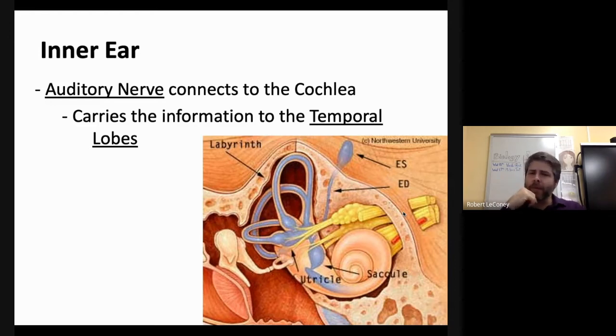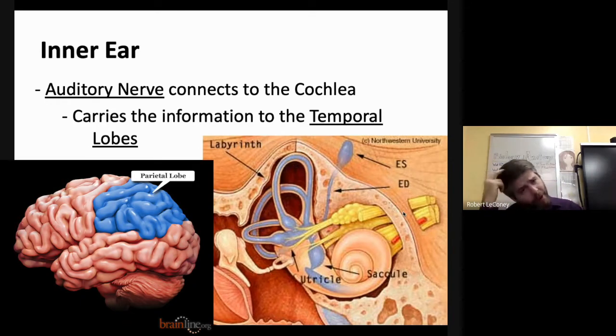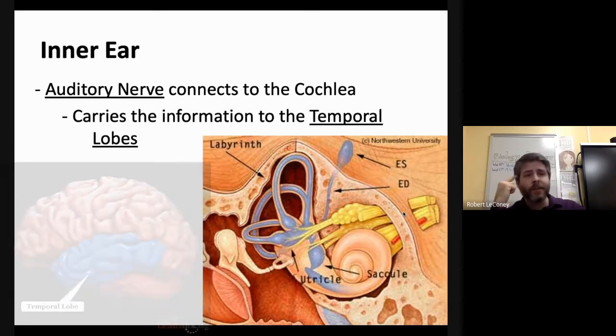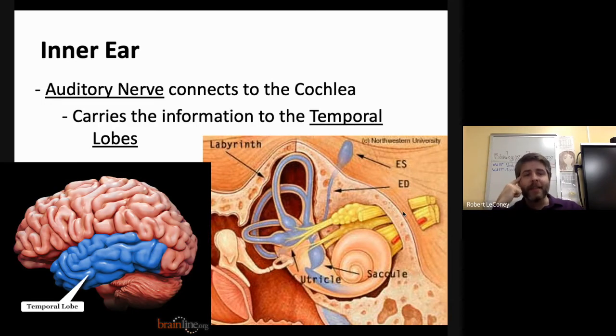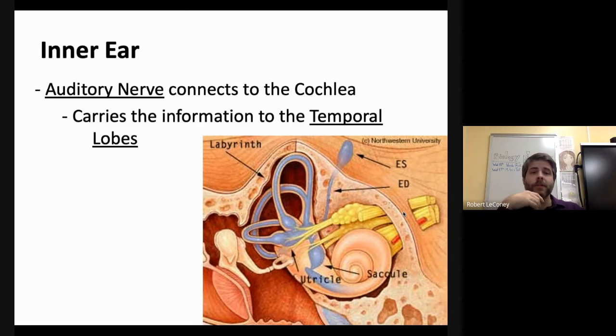This is a mechanoreceptor. I said that in the beginning of this lesson. We already know mechanoreceptors typically send information to your parietal lobe, telling you what you feel. But this is going to your temporal lobe instead, telling you something else. The temporal lobe will process the information differently and tell you that those vibrations are sound. Different part of your brain gives you different information.